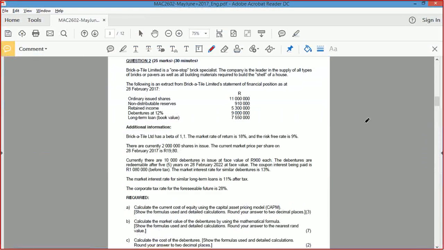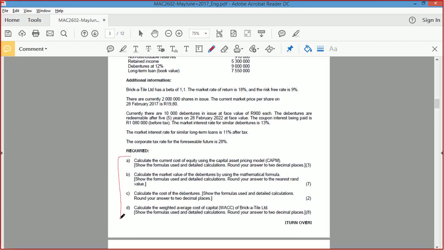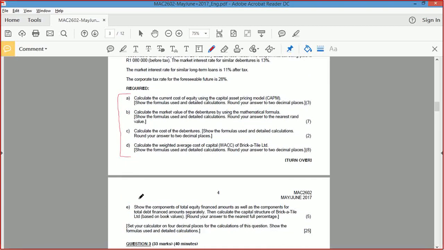Okay, what do we have here? Let's see. Question 2. 25 marks, 30 minutes. Brick and Tile Limited is a one-stop brick specialist. The company is a leader in the supply of all types of bricks and pavers. So it's always a good idea to see what you're dealing with. So I know I'm dealing with a company. I've been given financial position here. Then I've been given additional information. I can see I've got equity here, and I've got financing. So it's probably a capital budgeting question. Then you've got required. This is what gives you the most guidance in terms of what they're dealing with.